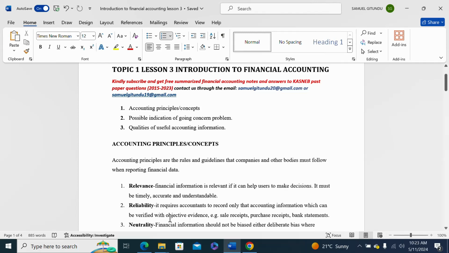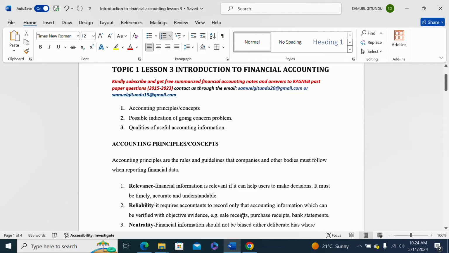The second accounting principle is the principle of reliability. It requires the accountant to record only that accounting information which can be verified with objective evidence. And objective evidence here includes sales receipts. For example, if in the company we are saying that a sale has occurred, then we must produce a receipt to show that a sale has occurred. That is objective evidence.